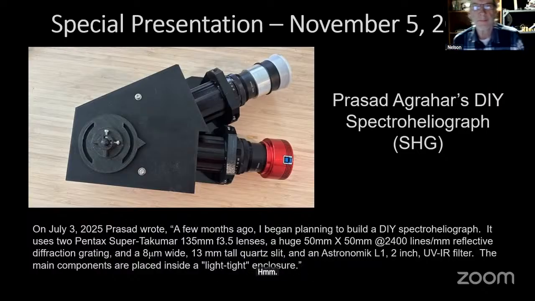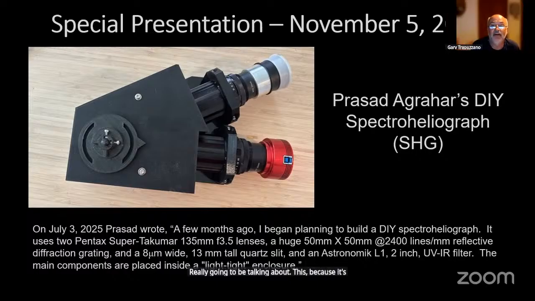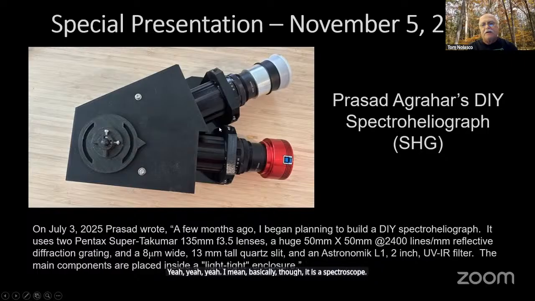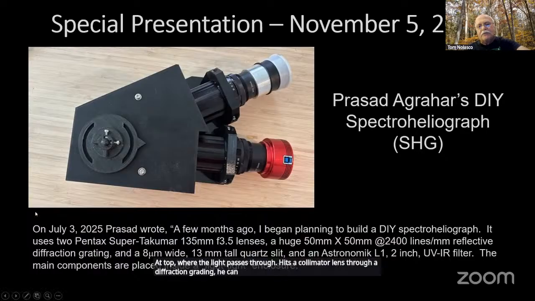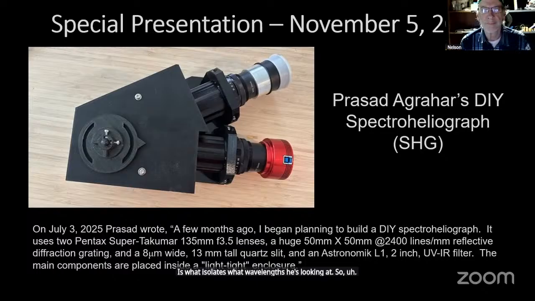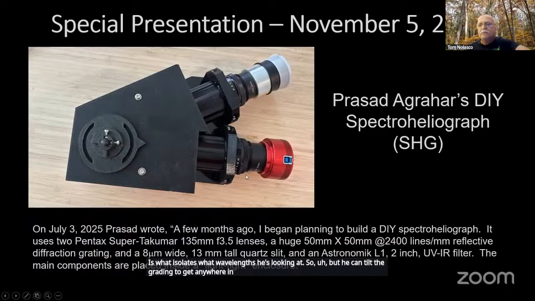We're not really going to be talking about this because it's not my area of expertise by a long shot. Basically, though, it is a spectroscope that has a slit on both ends, has the initial slit at top where the light passes through, hits a collimator lens to a diffraction grating. He can tilt the grating, which moves the part of the spectrum that passes through another lens to get a focus. The second slit is what isolates what wavelengths he's looking at. But he can tilt the grating to get anywhere in the visible spectrum.